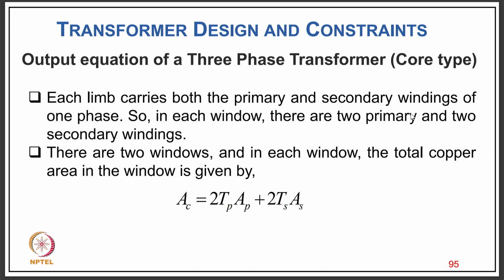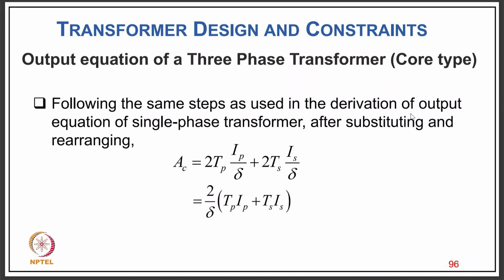So now coming to the output equation of a three phase transformer of core type. Each limb carries both primary and secondary winding of one phase. So in each window there are 2 primary and 2 secondary windings, and there are 2 windows. In each window the total copper area is given by Ac equal to 2 Tp ap plus 2 Ts as.